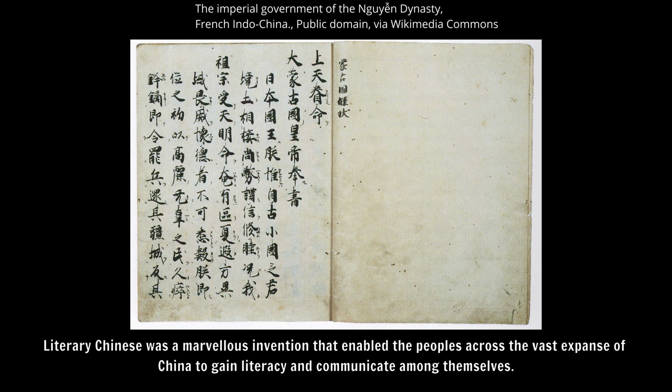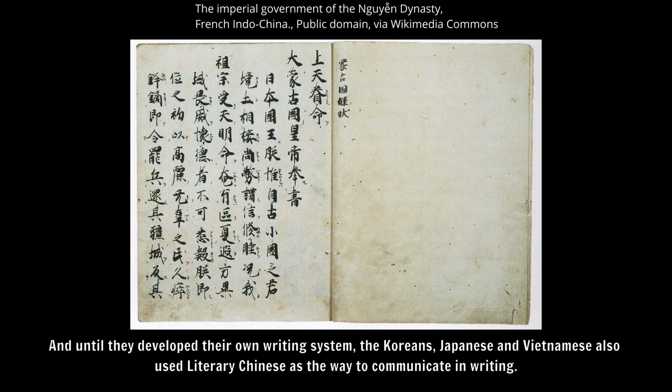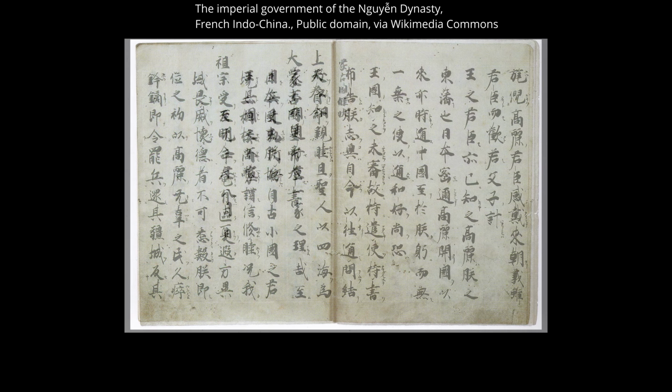Literary Chinese was a marvelous invention that enabled the peoples across the vast expanse of China to gain literacy and communicate among themselves. And until they developed their own writing system, the Koreans, Japanese, and Vietnamese also used literary Chinese as the way to communicate in writing.